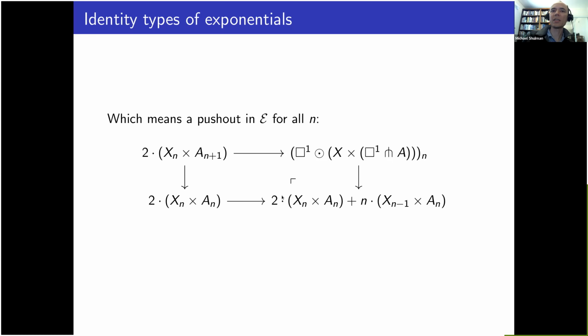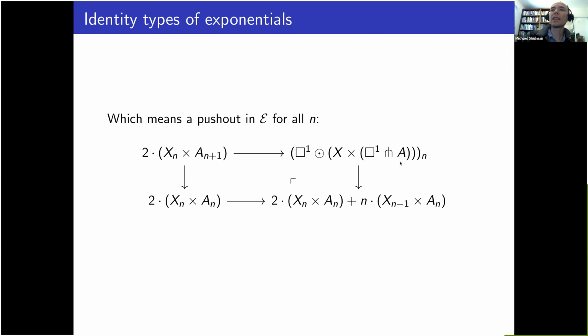And you can already notice something funny is going on here, right? This here, 2 copies of X_n cross A_n, that's exactly what I've got over here. And this map here is actually the inclusion of this summand of this coproduct. So this magical formula is already doing something magic here.